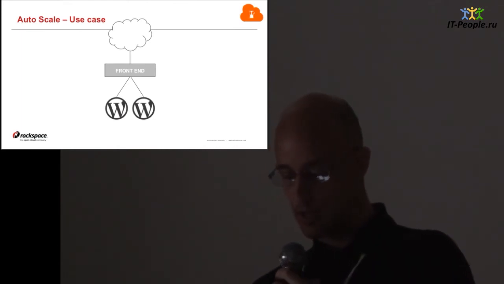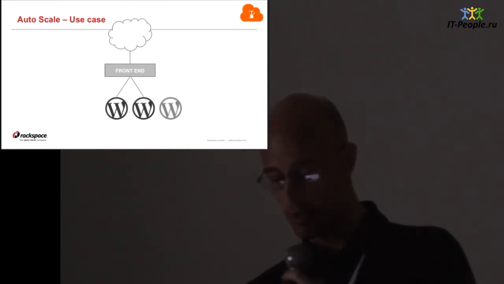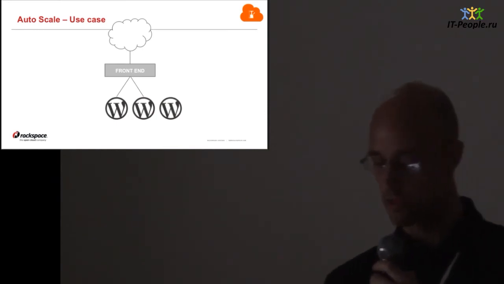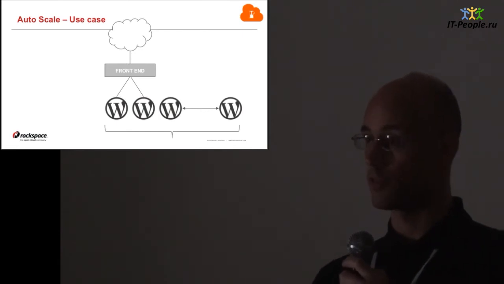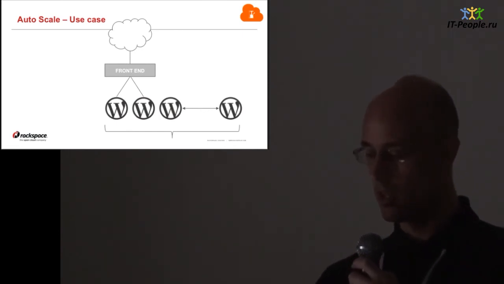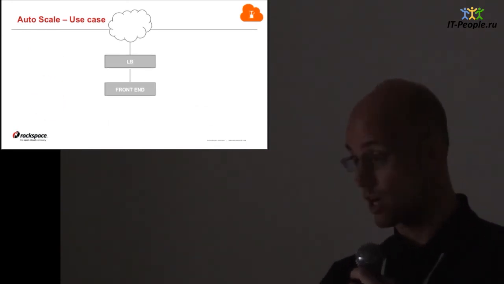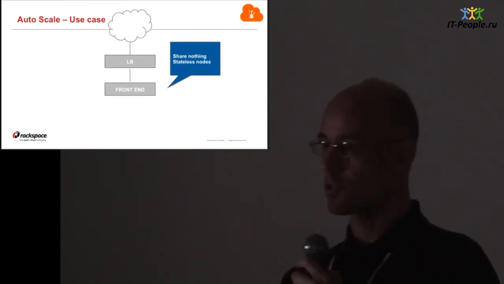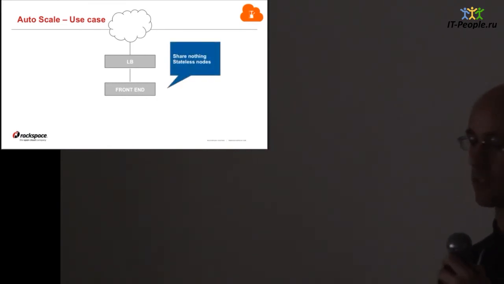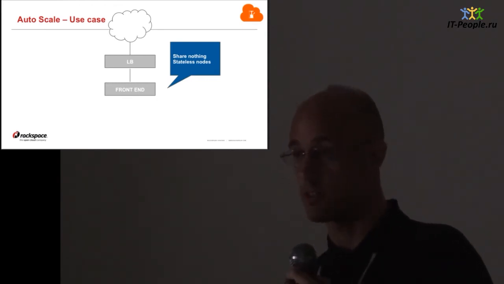So let's say that you have 2 WordPress nodes behind the front end with balancer. You could add additional nodes to that cluster until you have enough nodes to serve traffic. You could do pretty much the same with other applications, much like Drupal, Magento, Django, as I mentioned, or whatever. It's not always possible to do that unless nodes share nothing and nodes are stateless.